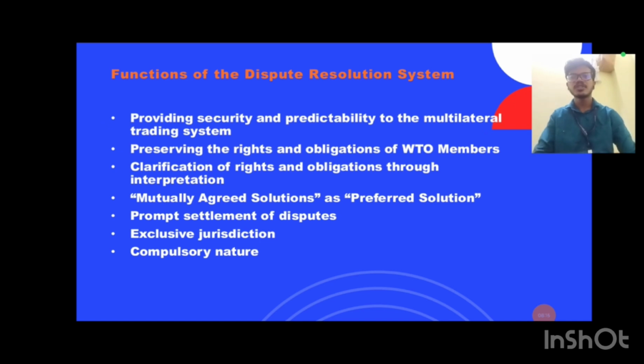The next function is its compulsory nature. The dispute settlement system is compulsory. All WTO members are subject to it as they have all signed and ratified the same as a single undertaking of which the DSU is a part. This consent to accept the jurisdiction of the WTO's dispute settlement system is already contained in a member's accession to the WTO.